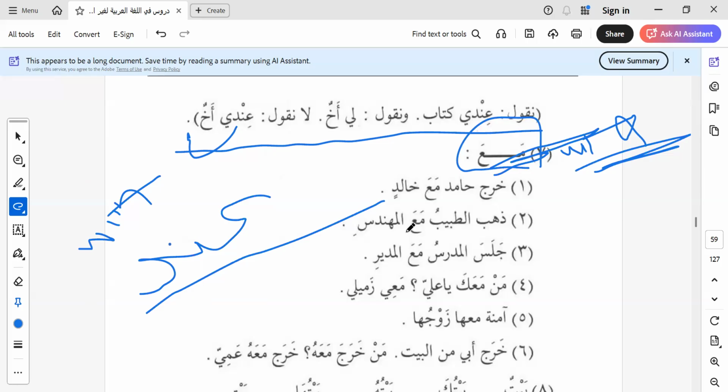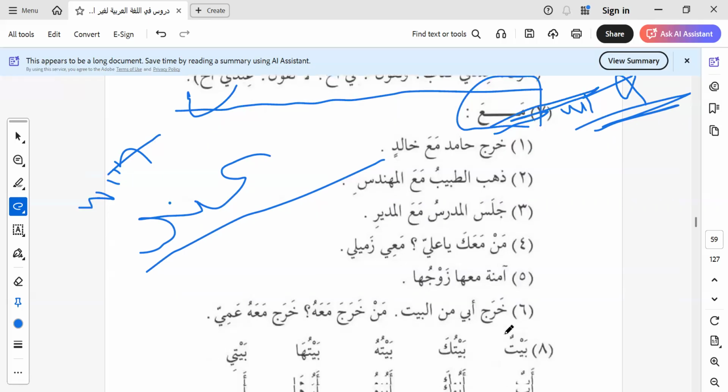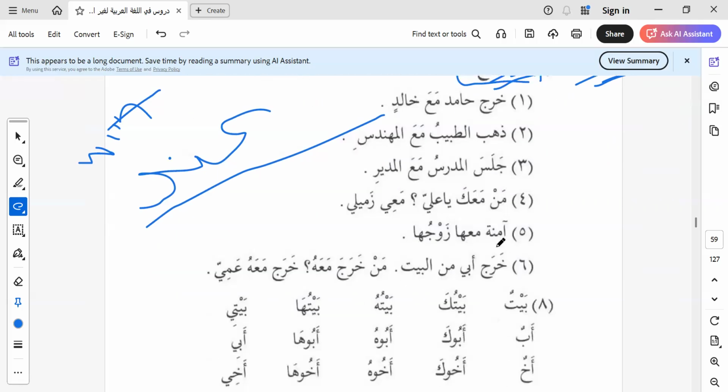ذهب الطبيب مع المهندس. The doctor went with the engineer. They are just company. مع is used for company. جلس المدرس مع المدير. The teacher sat with the principal. من معك يا علي؟ Who is with you? معي زميلي. My mate is with me. آمنة معها زوجها. آمنة معها زوجها، وهي تعيش عند زوجها. Do you understand?